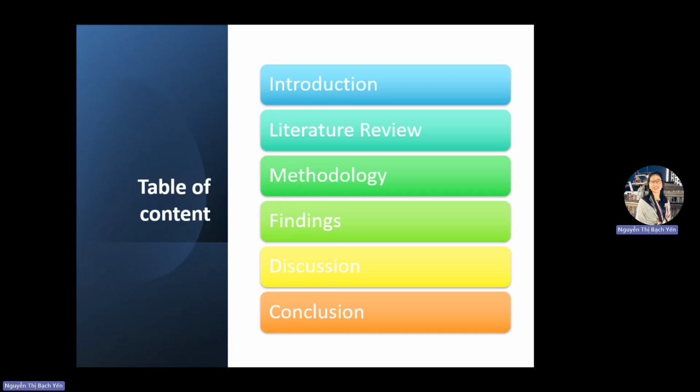In my presentation, there are 6 parts. The first one, introduction. The second, literature review. Number 3, methodology. Number 4, findings. Number 5, discussion. And the last one, of course, the conclusion.